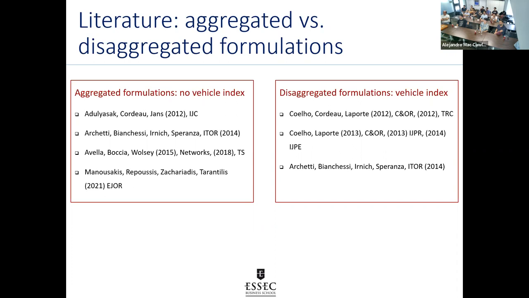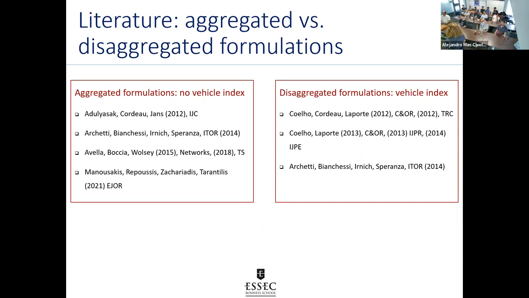In aggregated formulations, you don't have a vehicle index. So the aggregated formulations are more compact. They have a fewer number of variables because you don't have the dimension associated with the number of vehicles in the fleet. We will see the comparison between the two formulations and the advantages of one with respect to the other. But anyway, if we look at the approaches proposed in the literature, we see that they are more or less half and half. Some of these approaches use aggregated formulations, some of them use disaggregated formulations. Aggregated formulations, as I mentioned, have the advantage of having fewer variables. So typically you have a smaller, more compact formulation, so easier to solve. Disaggregated formulations have some advantages, which might be related to a stronger relaxation. But this is questionable, as we will see in a moment.